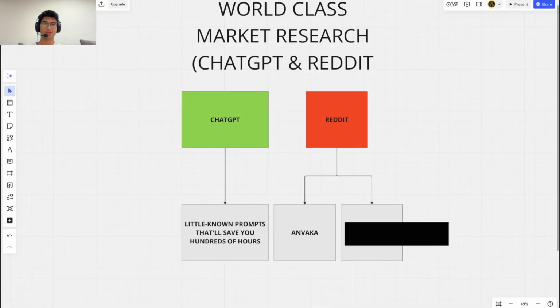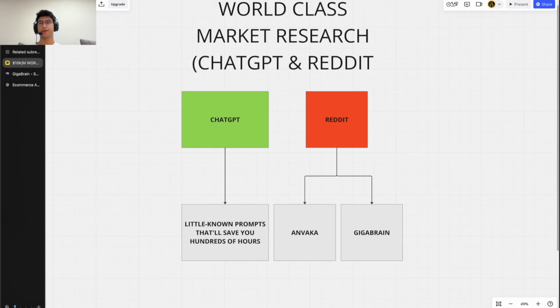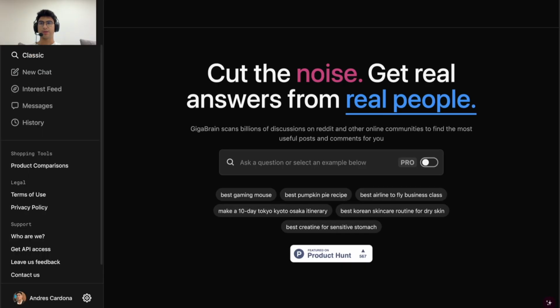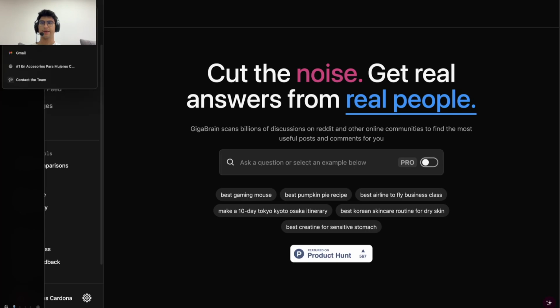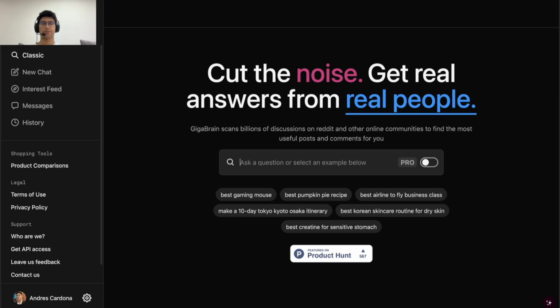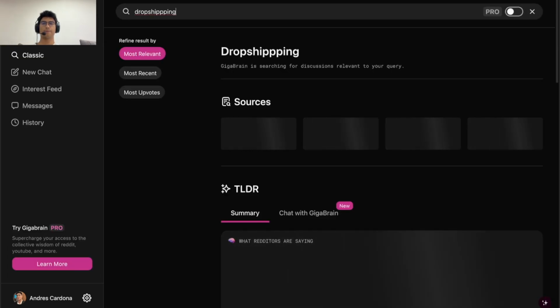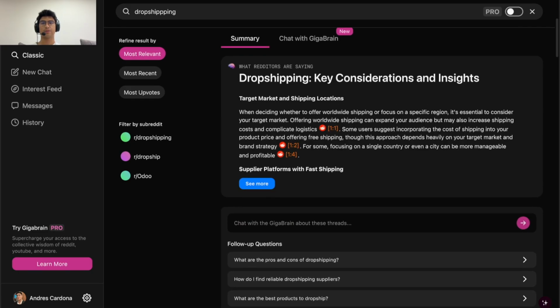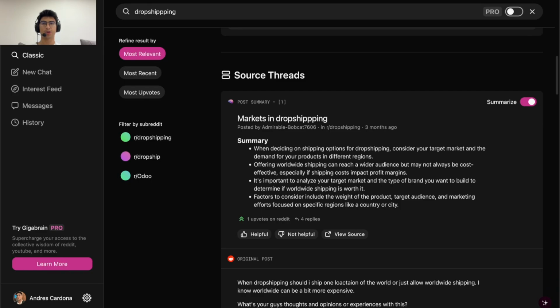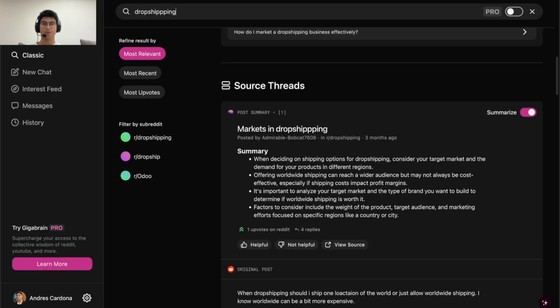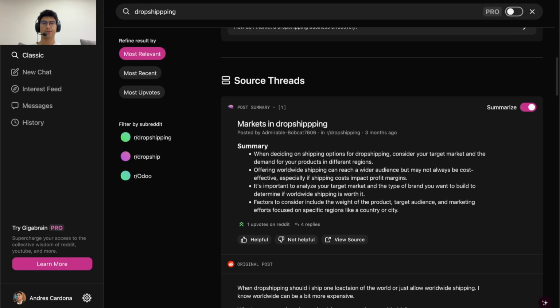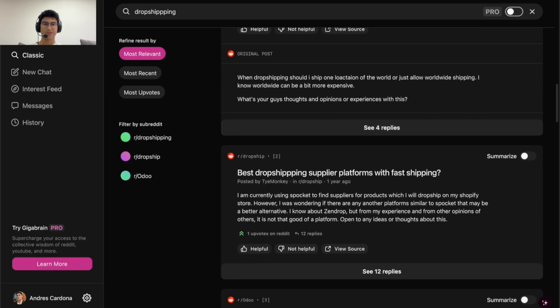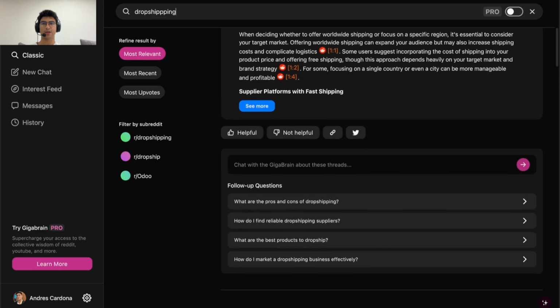The name of this tool is called GigaBrain. You're going to come to gigabrain.com, and you're going to put keywords right here. For example, again, dropshipping, or if you're into weight loss or whatever it is, you're going to put it right here. You're going to find what's trending. It's going to give you an AI summary of what people are saying, what their current problems are. For example, the summary, as you can see right here: when deciding on shipping options for dropshipping, consider your target market and the demand for your products in different regions. So it tells you exactly everything that people are saying when it comes to dropshipping.